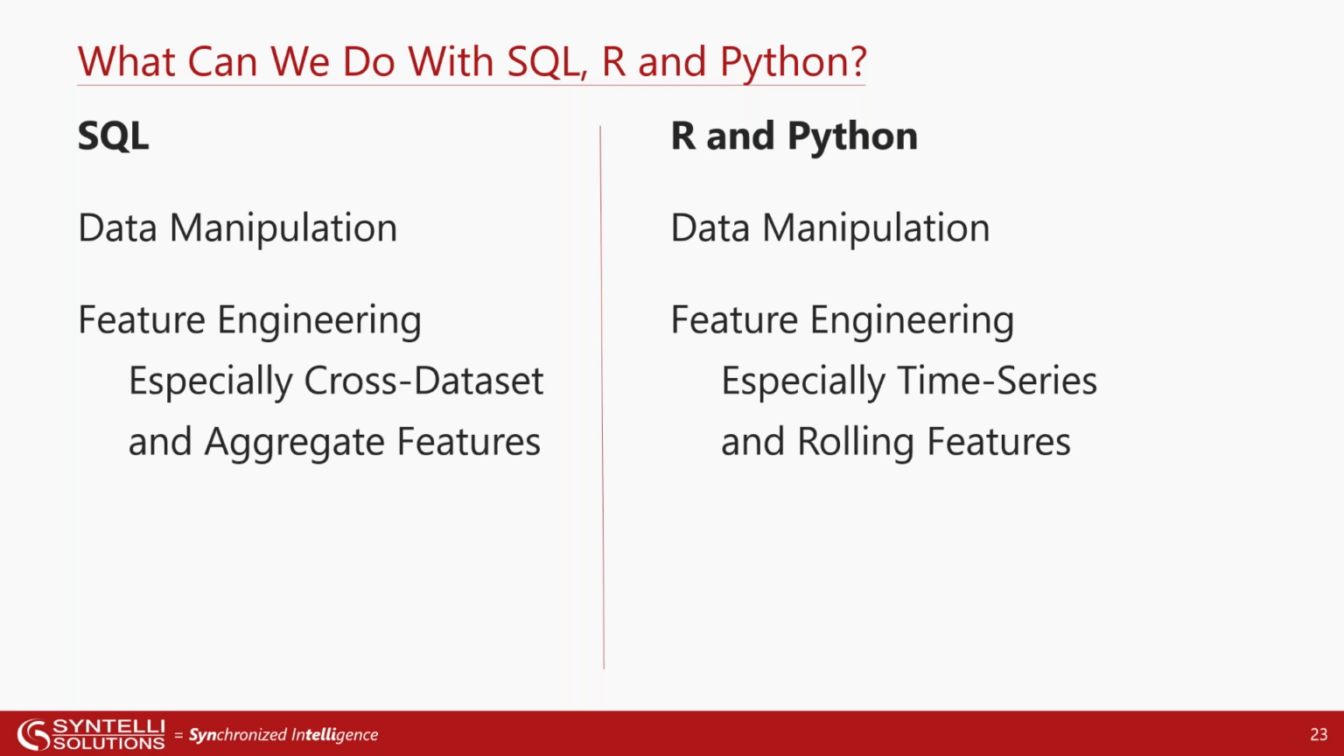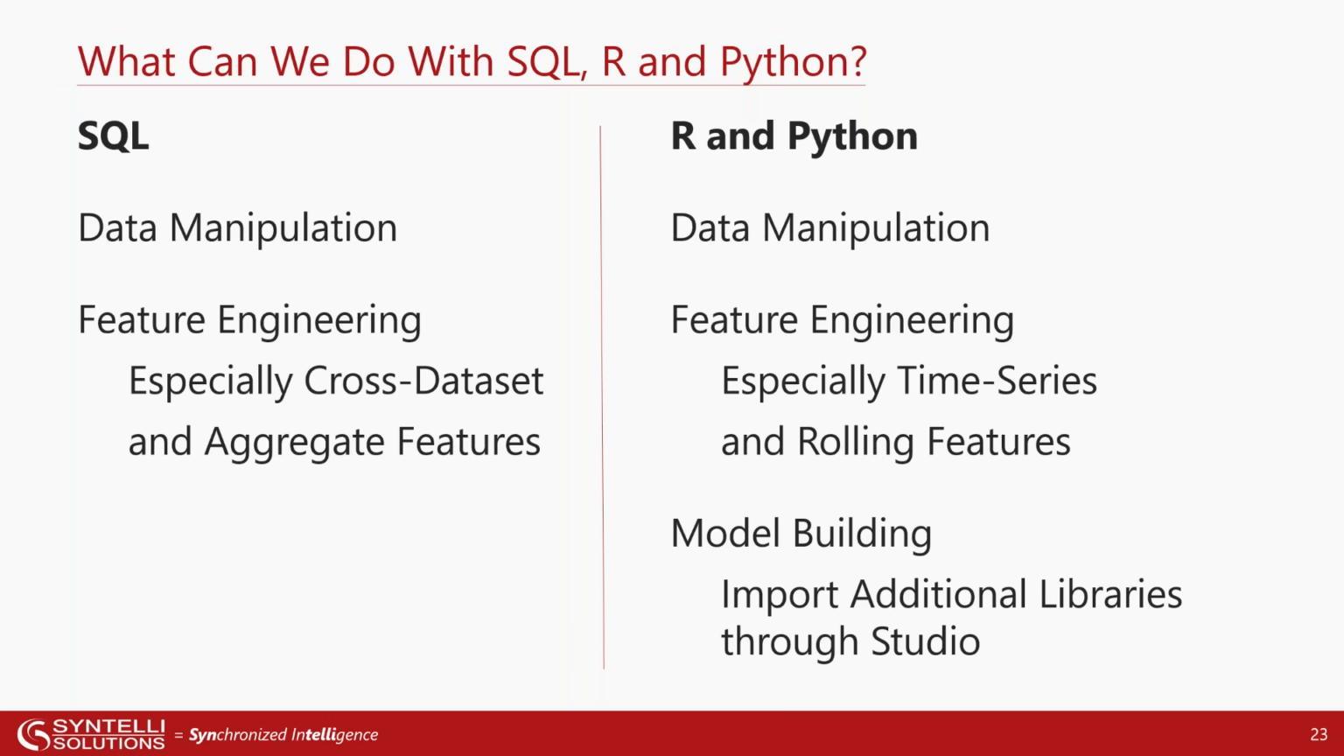The difference is what type of features they can make. So SQL, as I'm sure most of you are really good at, or have a strong understanding of, is really good at cross data set and aggregate features. SQL really loves joining tables together and grouping things. R and Python, on the other hand, don't really love doing that. They can, but it's not really where their forte is. Their strength is in time series and rolling features and things you would generally expect a programming language to do. So looking across your data set is what they're really good at.